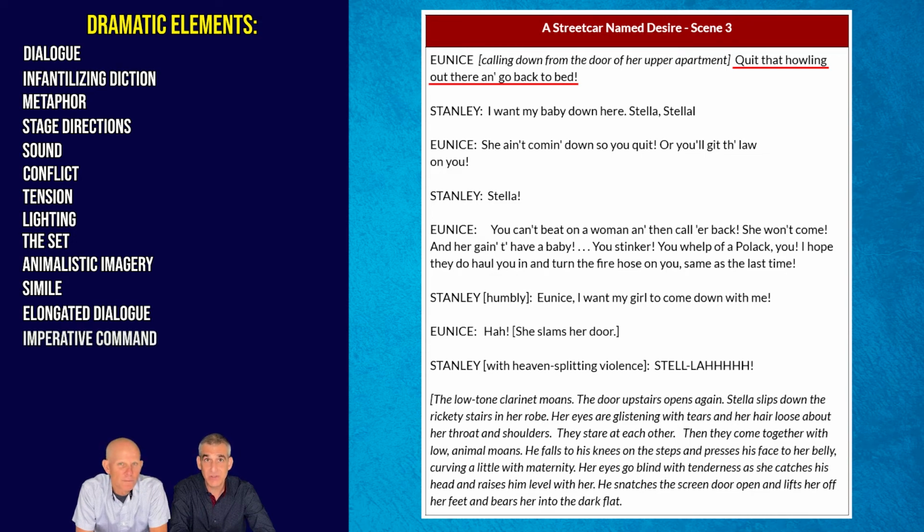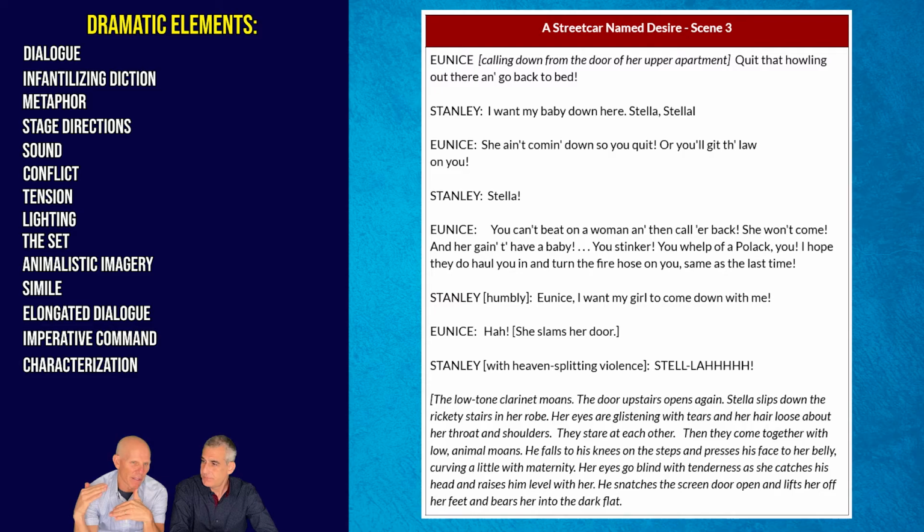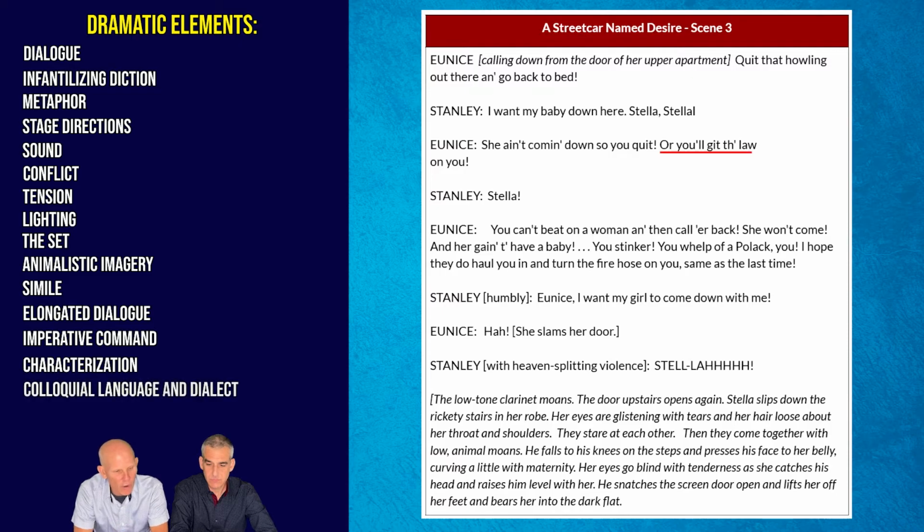So she commands him with that imperative command to stop that animalistic behavior, stop those animal noises, get a hold of yourself. Yeah, she's an important character because she stands between Stanley and Stella here, and she's telling Stanley to pipe down and stop doing that. And then she threatens, you'll get the law on you. Notice the colloquial language and the dialect to show Eunice's kind of police loyal society. That talks a lot about the time and the space, right? That's dialect that you would find in New Orleans, right?